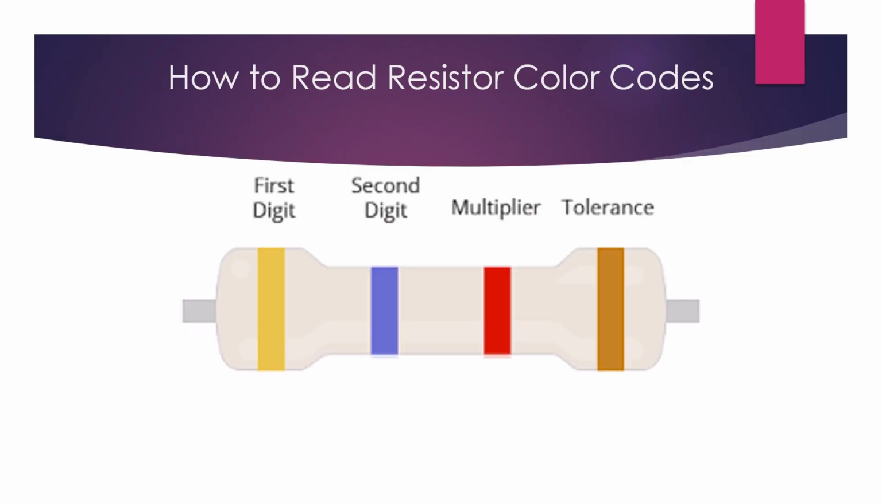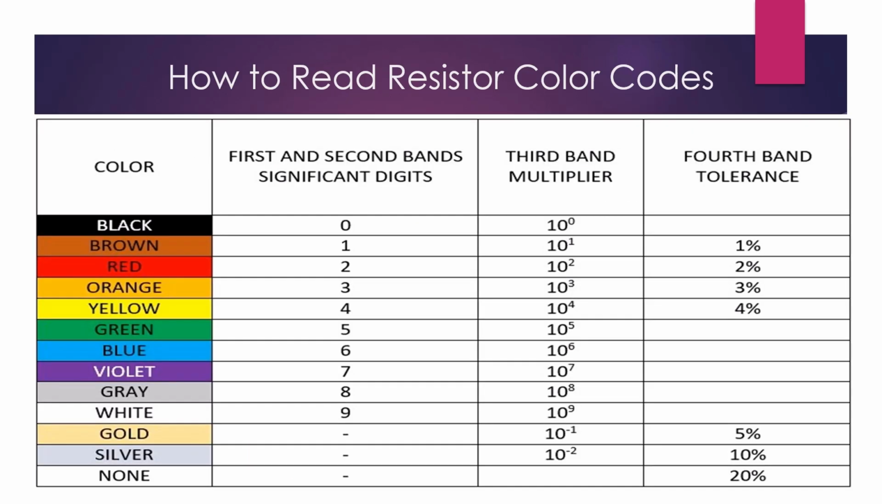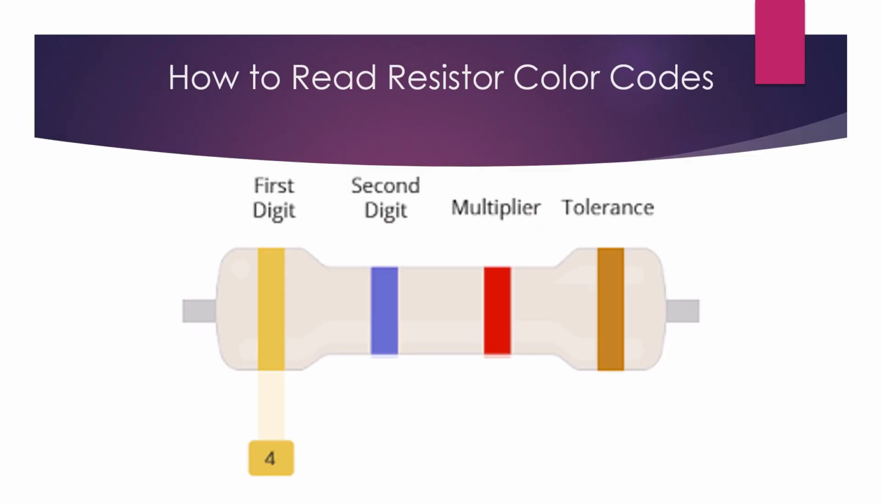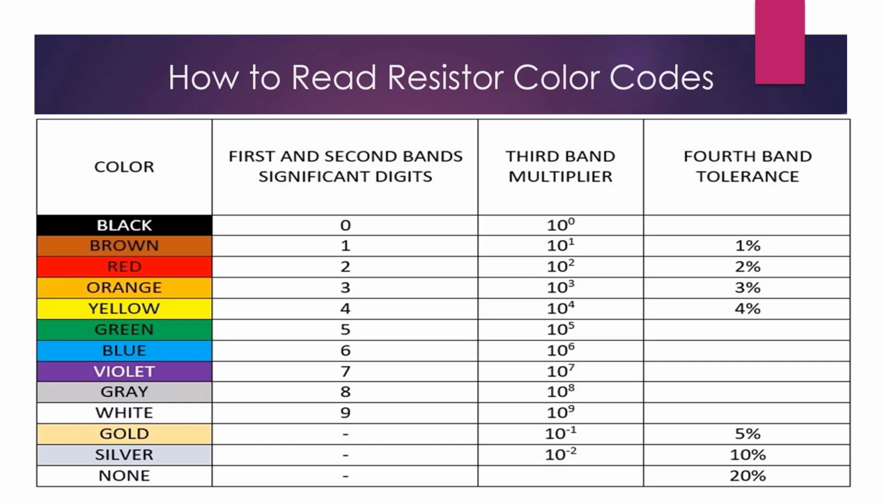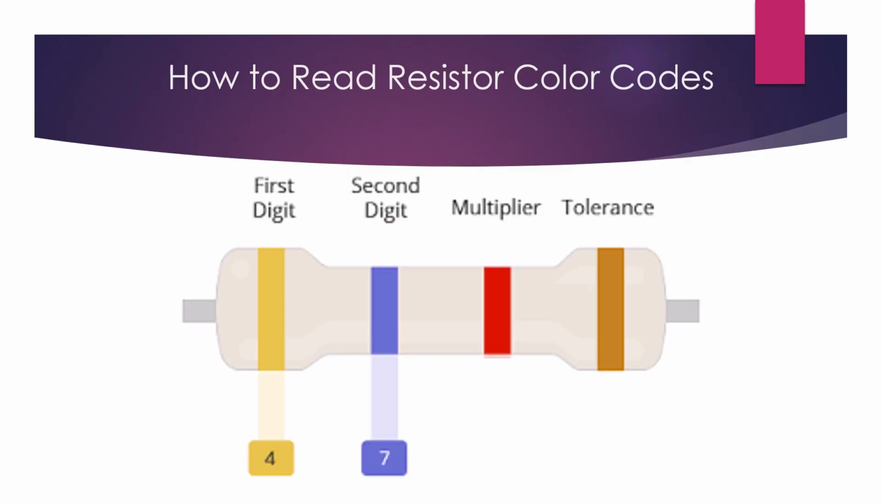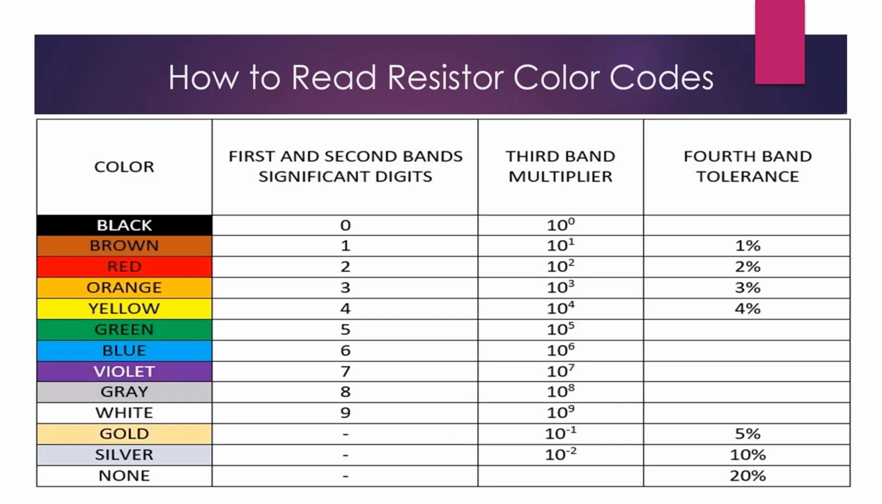Let us take an example with a 4-band code resistor: yellow, violet, red, gold. The first band is yellow, representing the digit 4. The second band is violet, representing the digit 7. The third band is red, representing the multiplier 100.